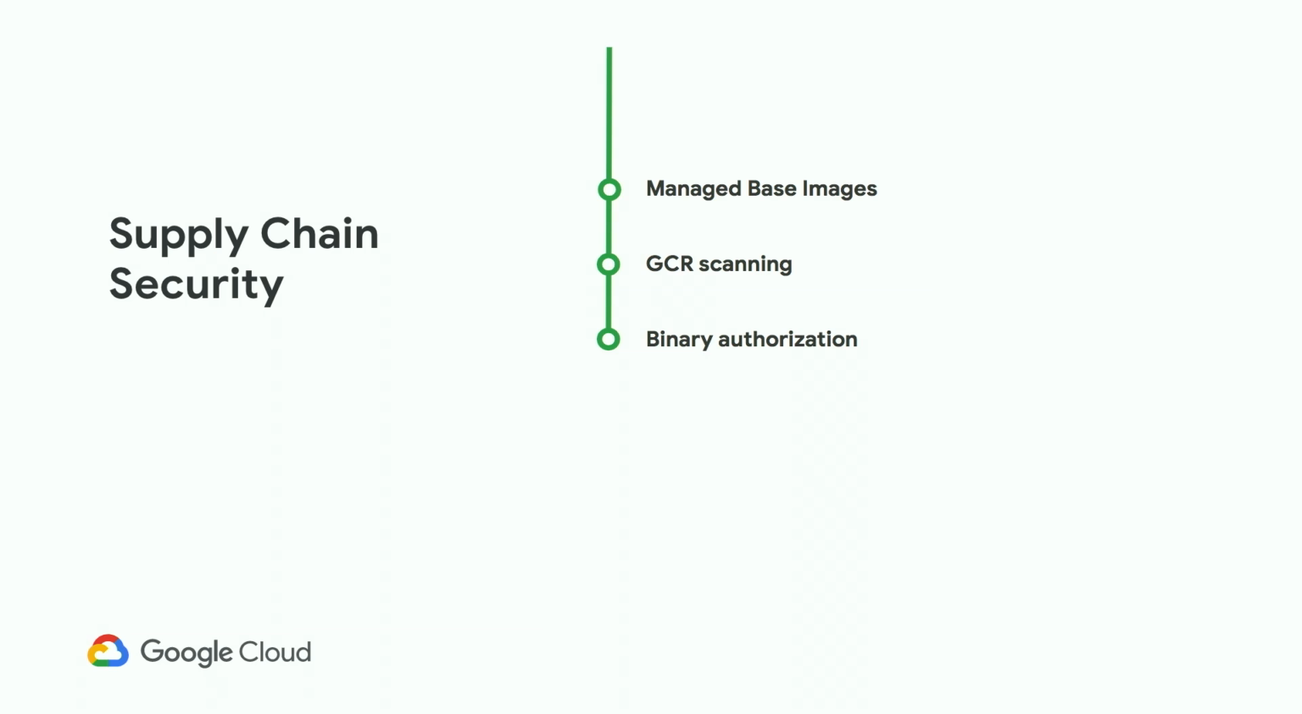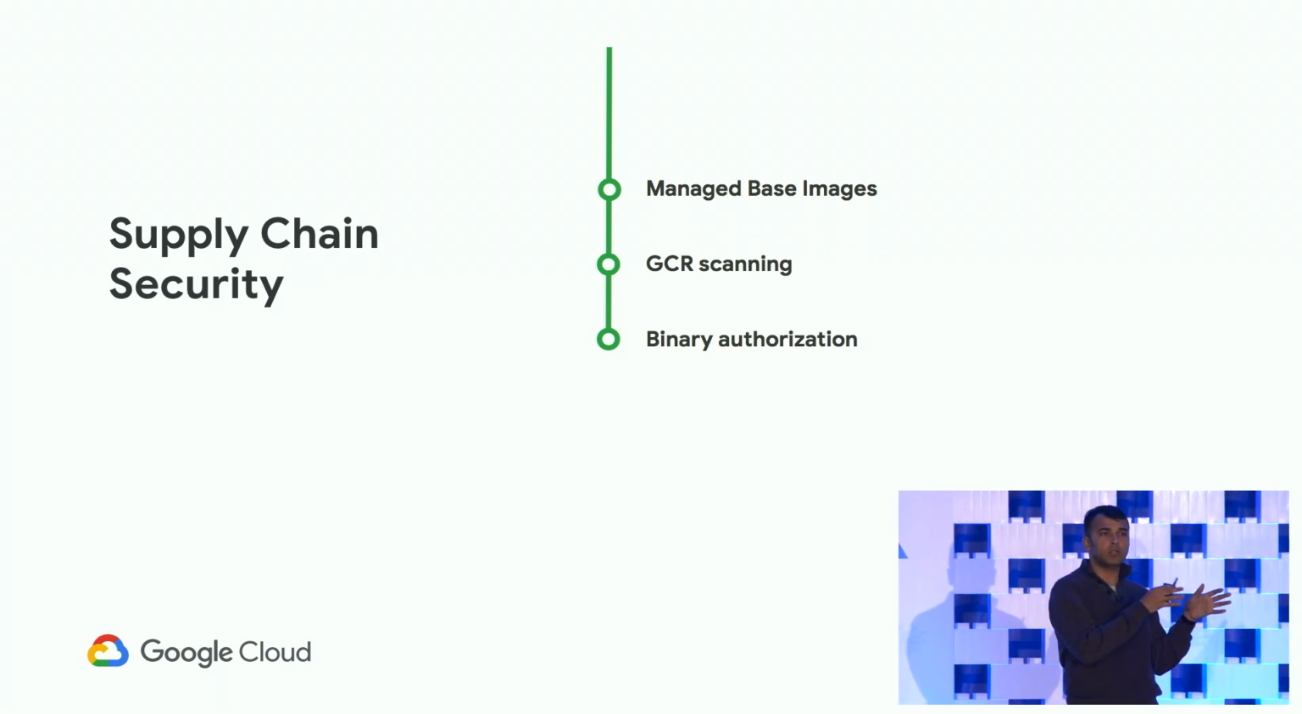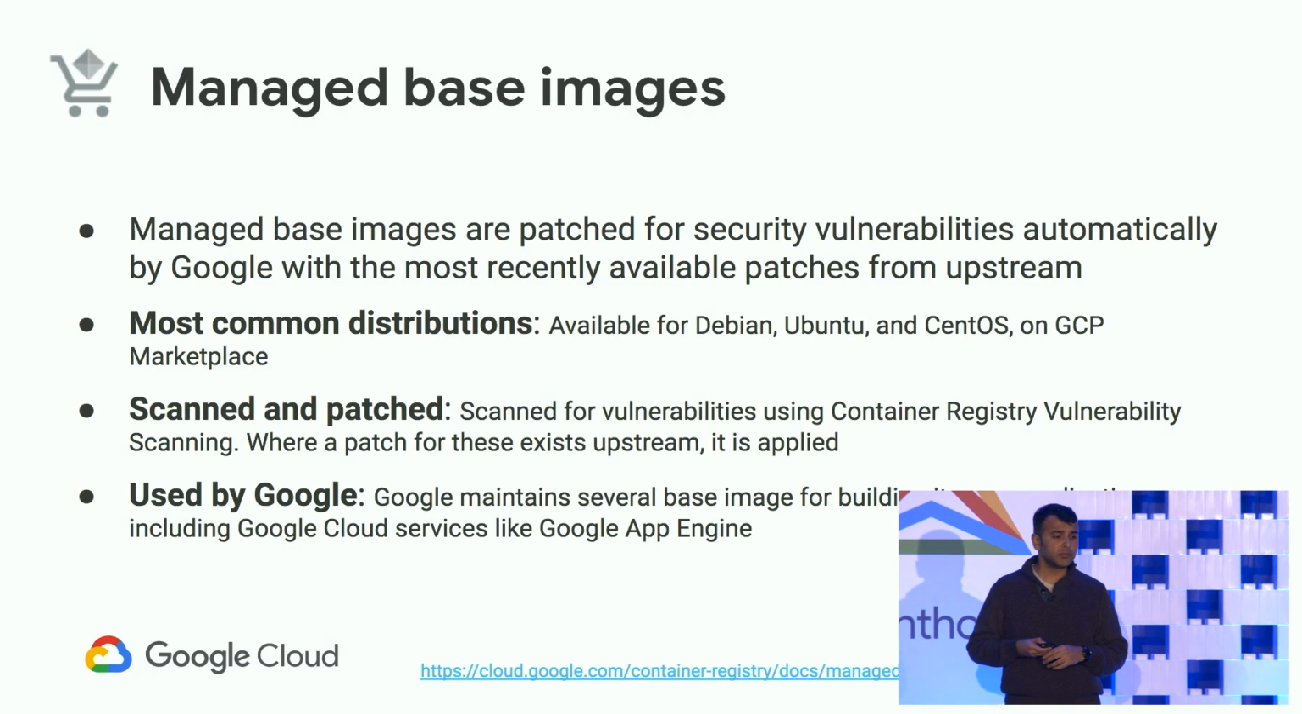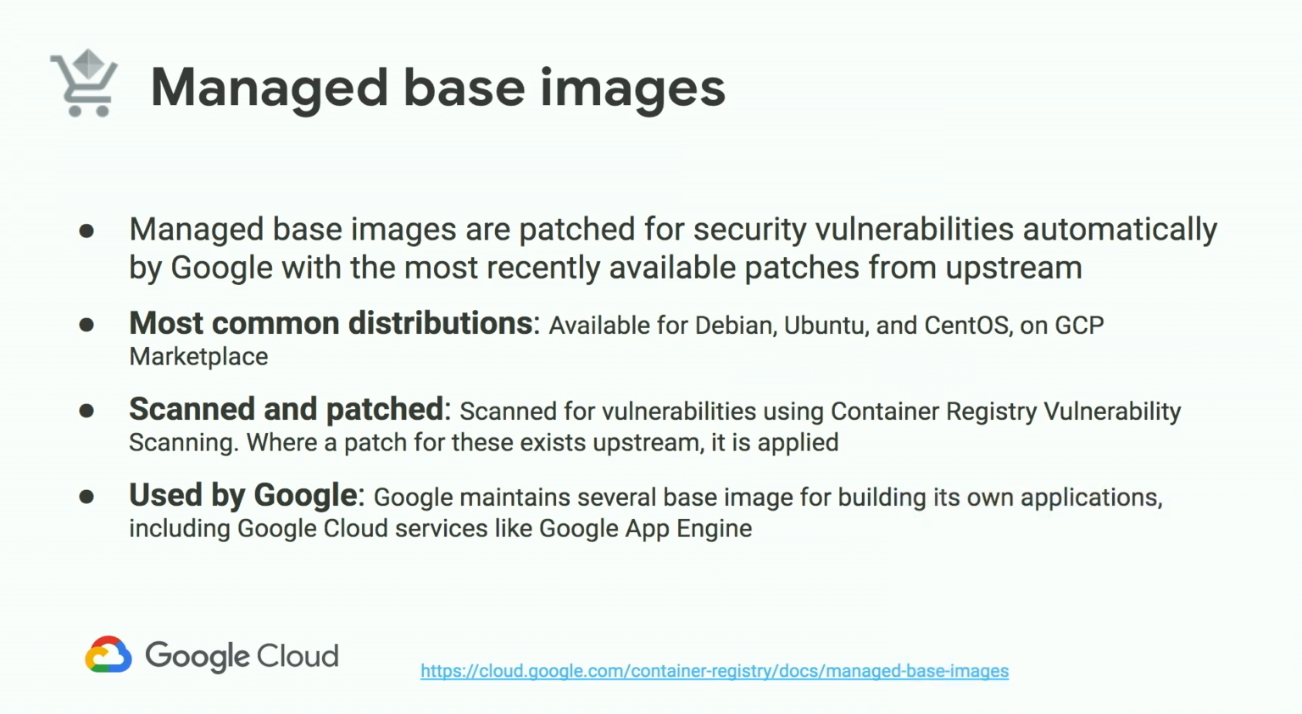How do you secure your software supply chain? This is from code, build, test, package, deploy, and so on. You start by using managed base images. Google builds and maintains these base images, scans them for vulnerabilities, and automatically patches them. This is available on GCP Marketplace to any GCP customer. It offloads the responsibility of using patched images away from you to Google. This is battle tested, used by Google. We actually use it for App Engine and our own internal products.